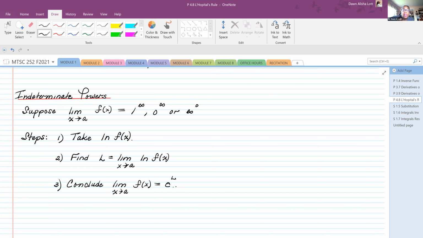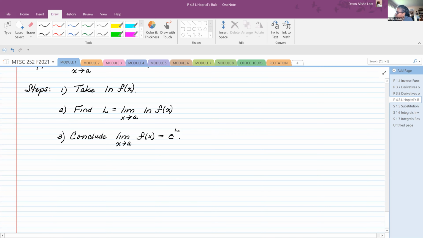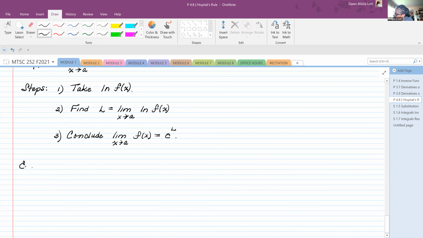And so here's an example. So we need to compute the limit as x approaches 0 from the right of (1 plus x) to the 1 over x. Now that looks really like a hot mess. Okay. So we're taking that limit. We want to try to find that.